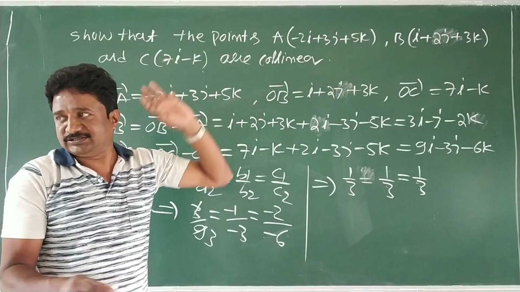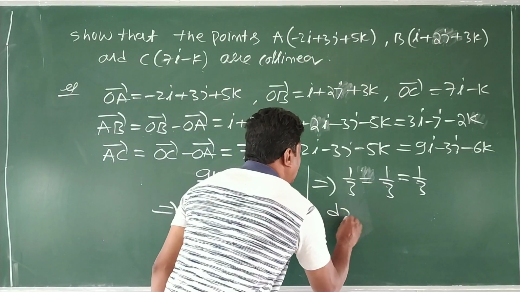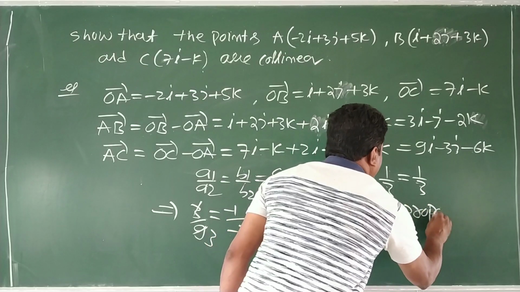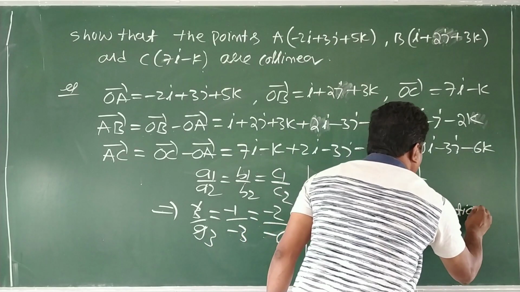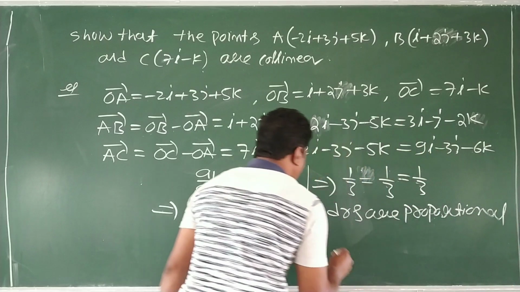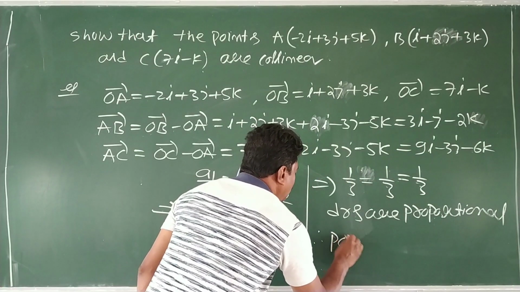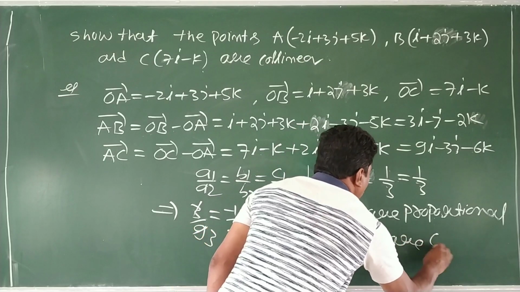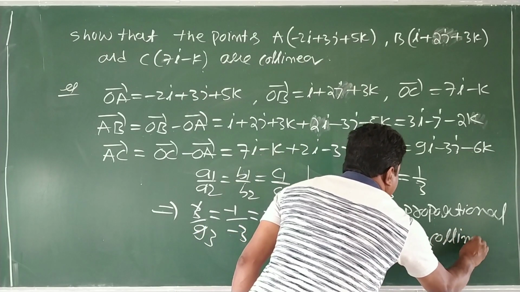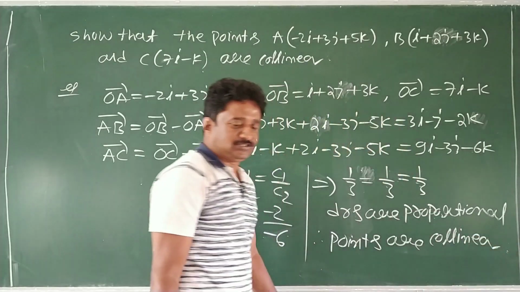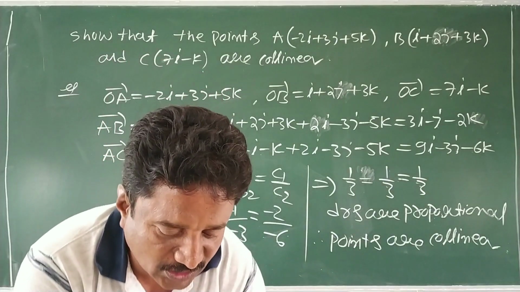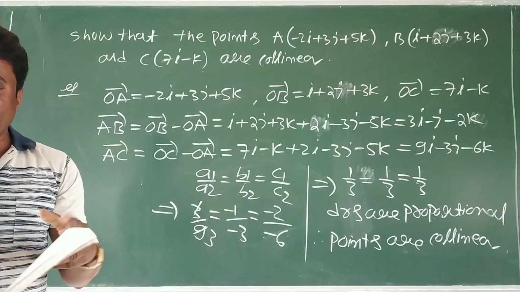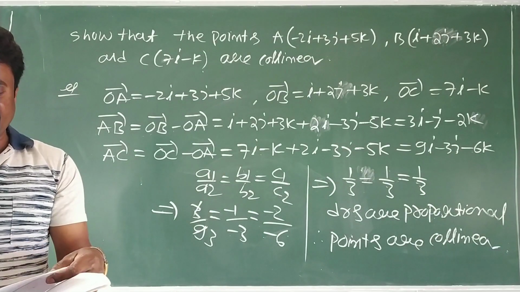That's all for 3 marks. DRs are proportional. Therefore, points are collinear. That's all, students. That's about this question. Next, let's move on to one more question of the same type.